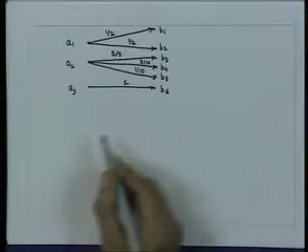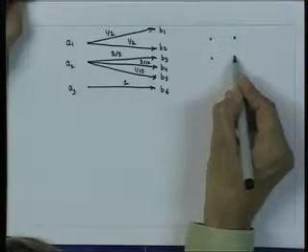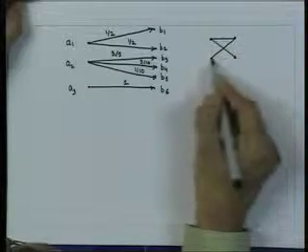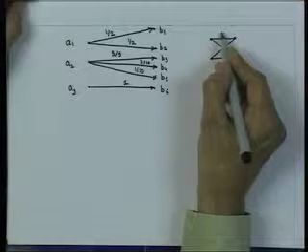Now, a binary symmetric channel is one whose channel diagram is as shown here.